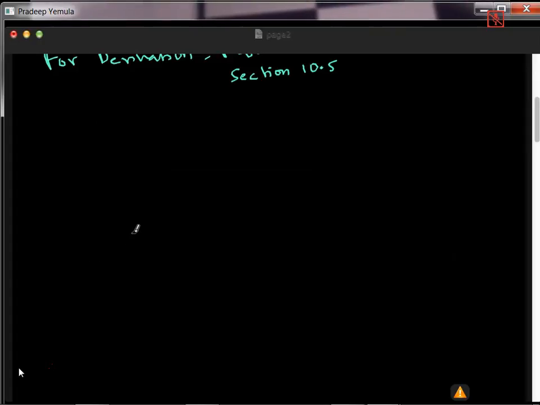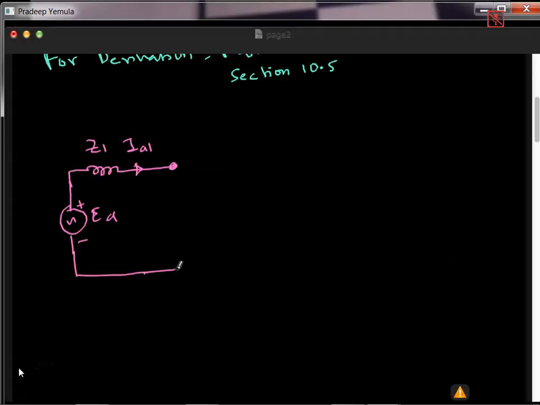So what is the sequence network of a generator? First we have EA, then there is Z1. This current is called IA1 and this voltage is called VA1. This is the positive sequence network of a generator.